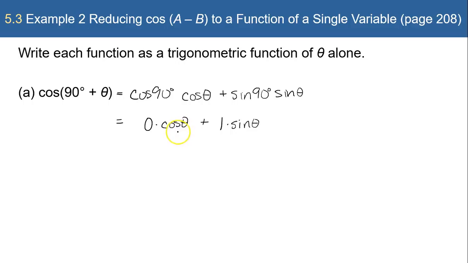Well, do the math here. 0 times cosine, that's 0. 1 times sine, that's just sine. So this is all equal to sine of theta. And there's our answer.